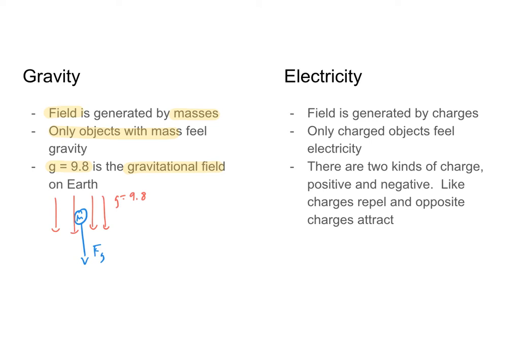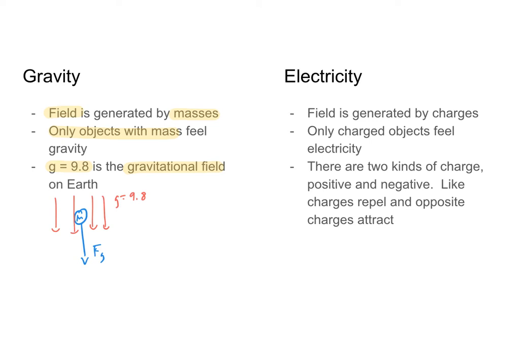And every mass should feel the same effect of the force. So you'll notice, right, the gravitational force on you is 9.8 times your mass. The gravitational force on me is 9.8 times my mass. And you'll see this as a pattern throughout our discussion of gravity.